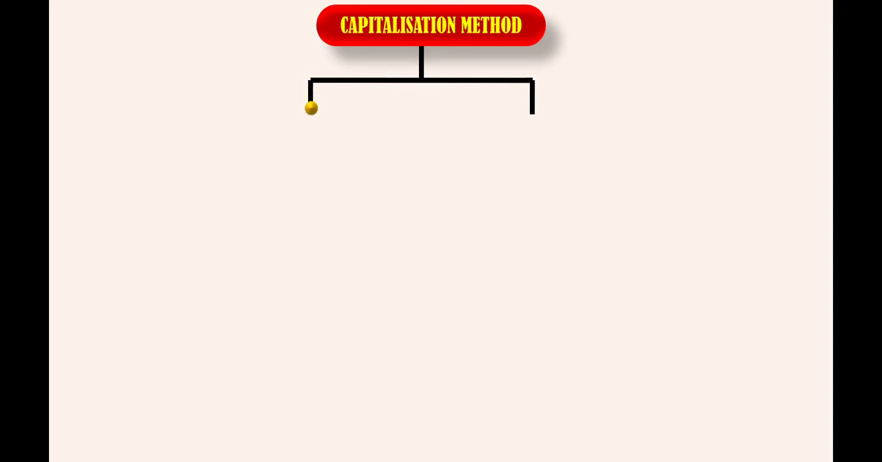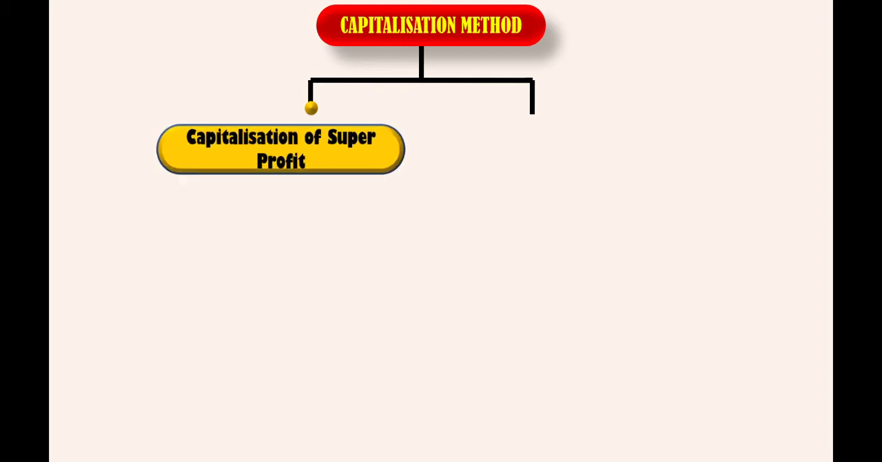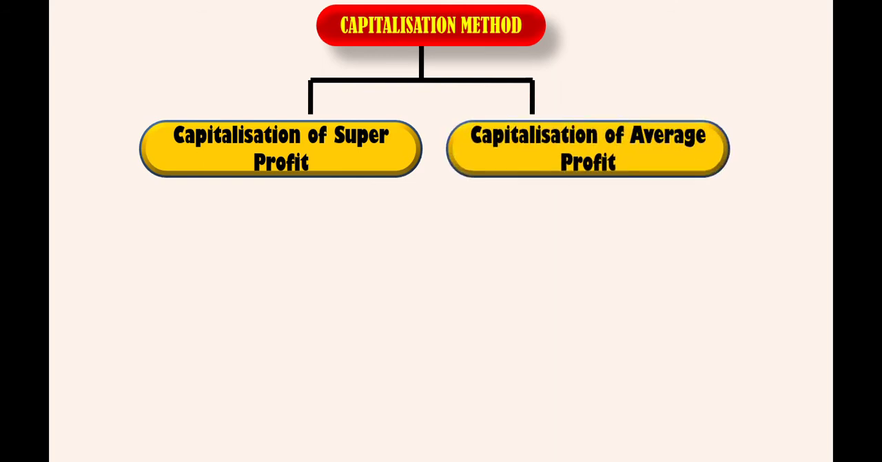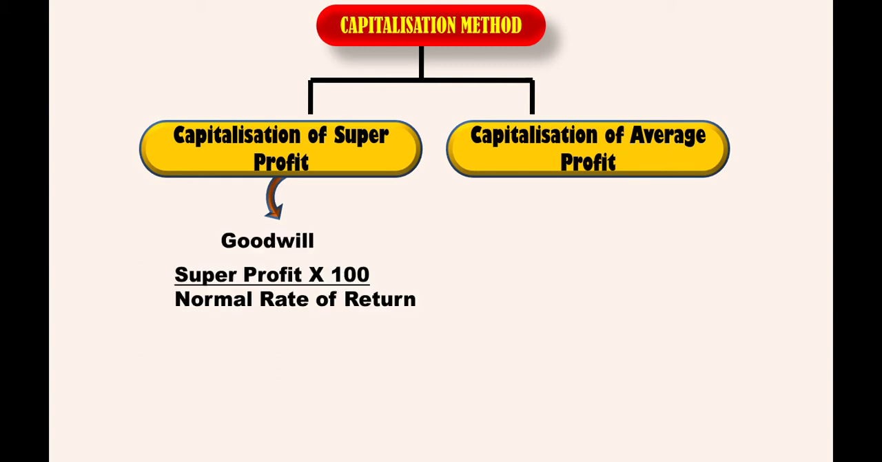There are two ways to find out the amount of goodwill. One, capitalization of super profit. Second, capitalization of average profit. Now, there is a formula to find out the amount of goodwill under the capitalization of super profit. So goodwill will be super profit multiplied by 100 divided by normal rate of return.